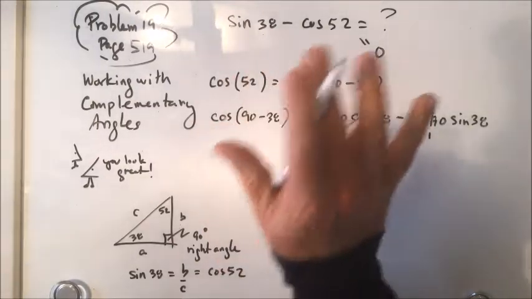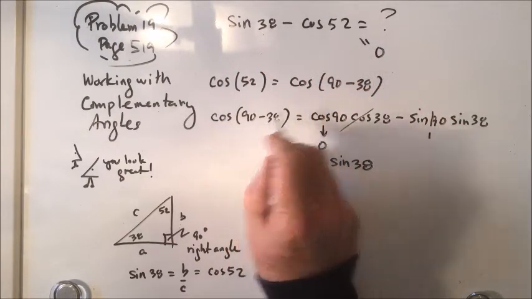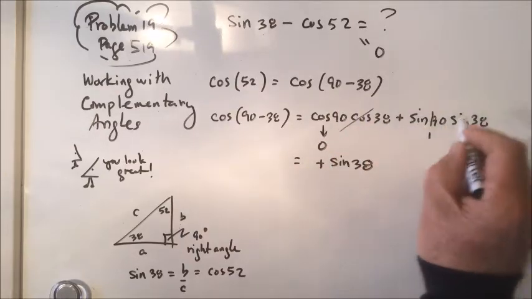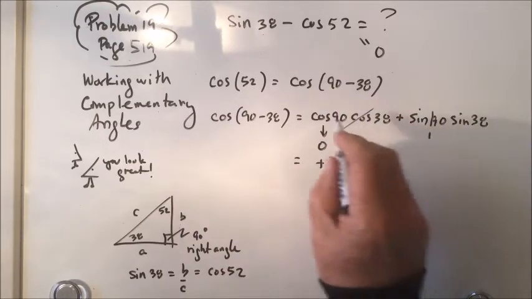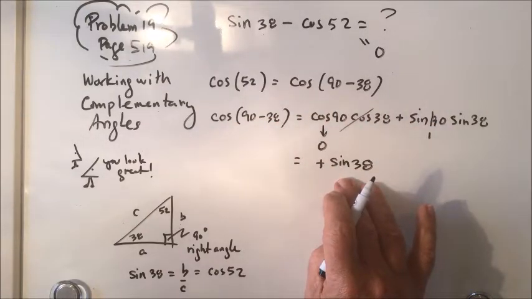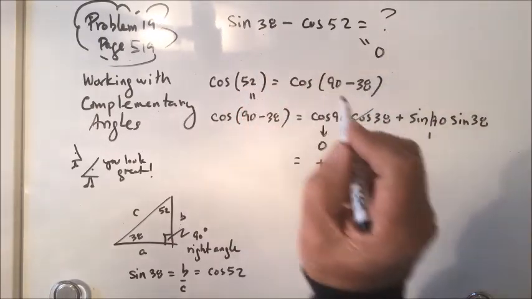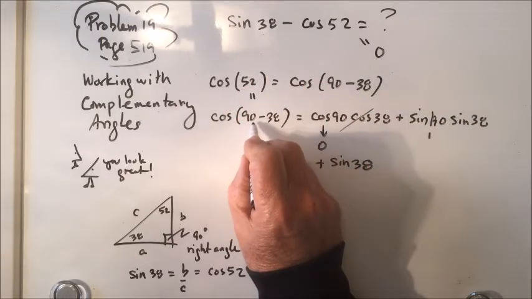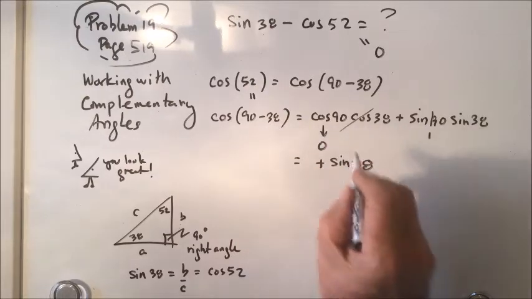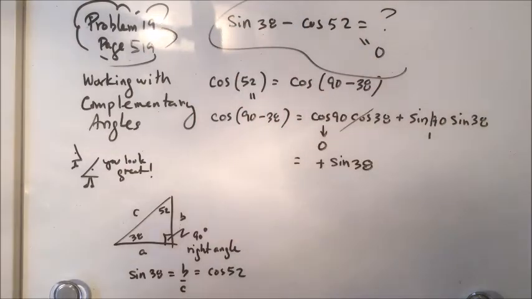I'm sorry. This minus sign was throwing me, because the cosine of 90 minus 38 is cosine plus sine. And so cosine of 90 minus 38 just becomes the sine of 38. Yep. Cosine of 52 is equal to the cosine of 90 minus 38, which is equal to the sine of 38. One way or the other, the answer to this problem is 0.